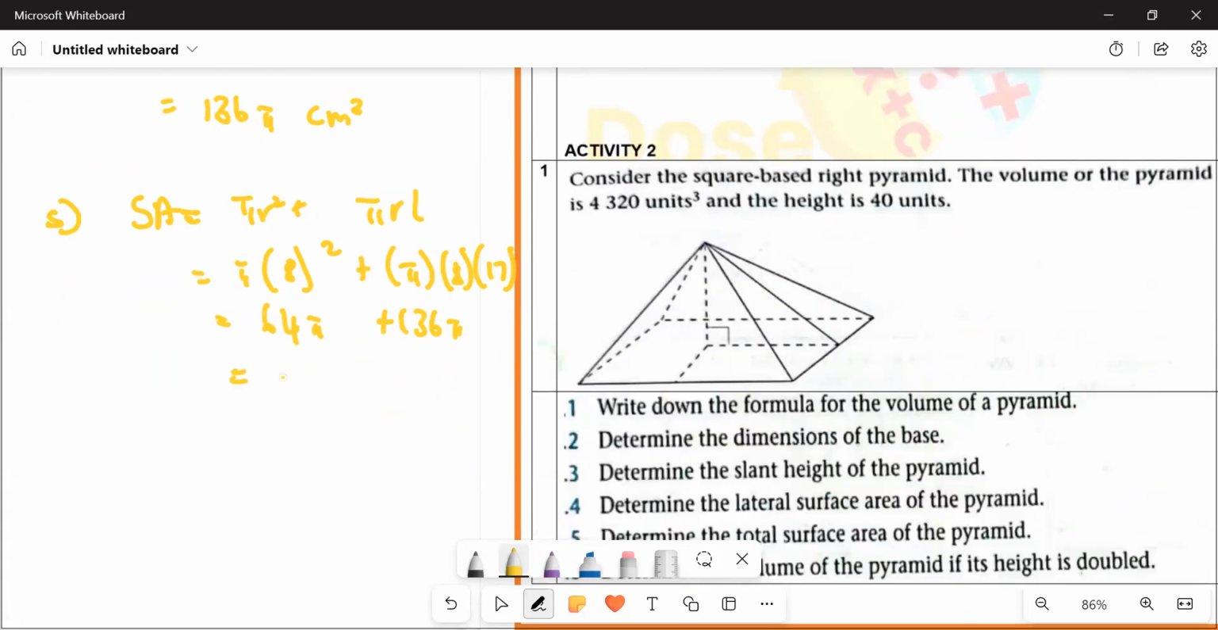All in all, we're going to get 200 pi, which is going to be what? What is 200 pi? 628.32. This is going to be centimeter squared.